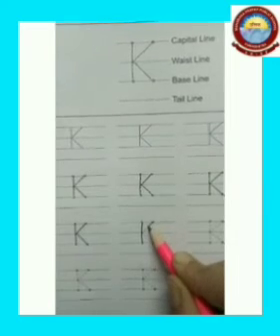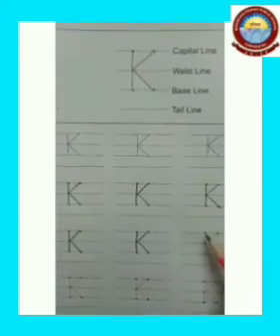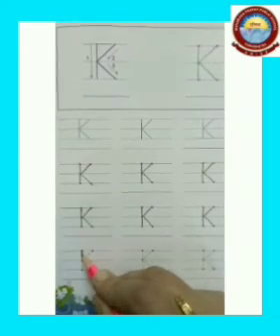Standing line, slanting line. One more slanting line makes letter K. K, K, key. Let's draw another one. First draw standing line, then left slanting line, then we will make right slanting line. Letter K. K, K, kangaroo.